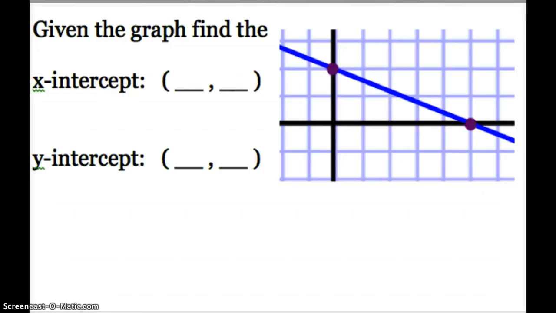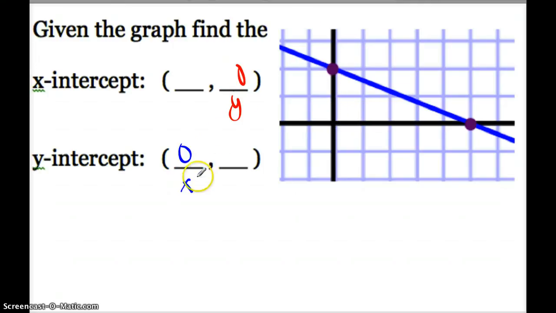So for x-intercept, we know that our y value is equal to 0. For our y-intercept, we know, oops, this is the wrong place. Y value equals 0, so it should be over here. That's better. And for our y-intercept, we know that our x is equal to 0. So all I gotta do is find these two places on the graph and find out where the line crosses.